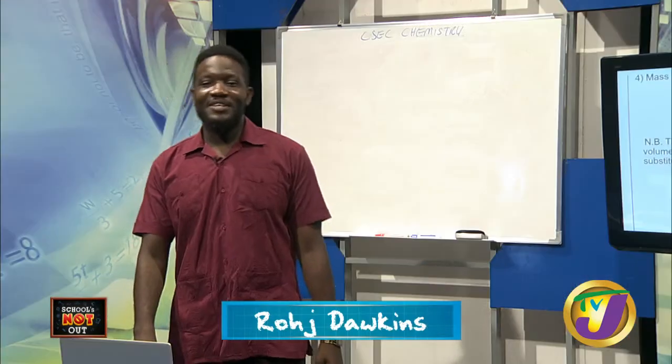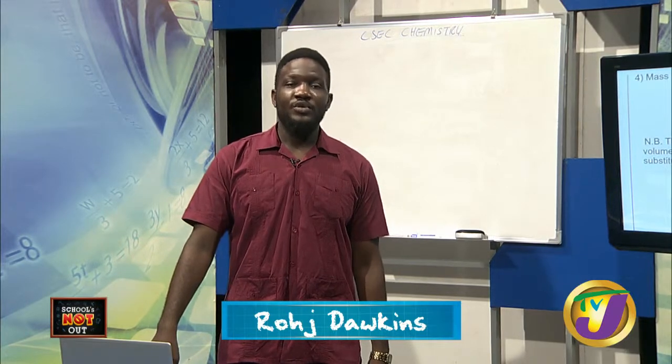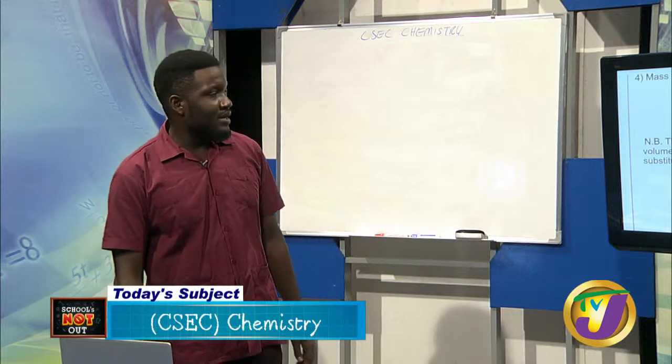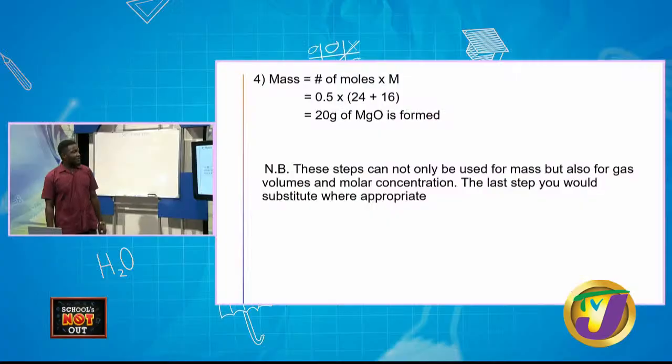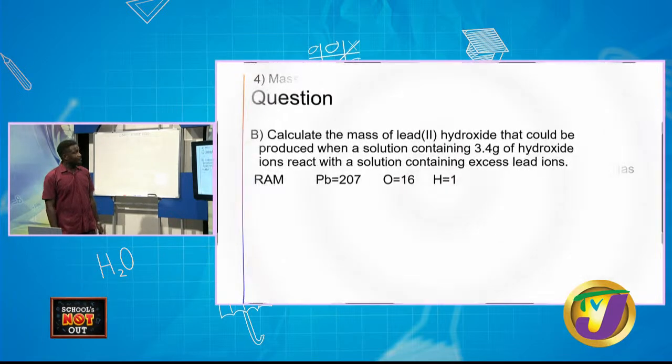Welcome back to School's Not Out, your daily classroom for CSEC and CAPE subjects. Today we have been discussing the mole. So we left off where we answered this question, where we have 20 grams of magnesium oxide being formed. So now let's look at our next example.